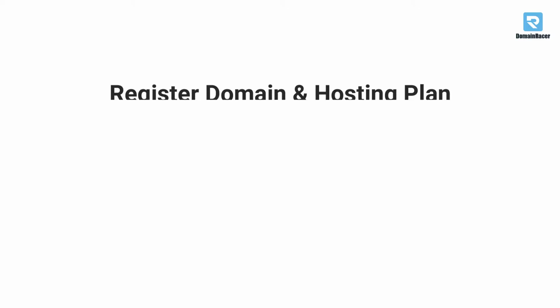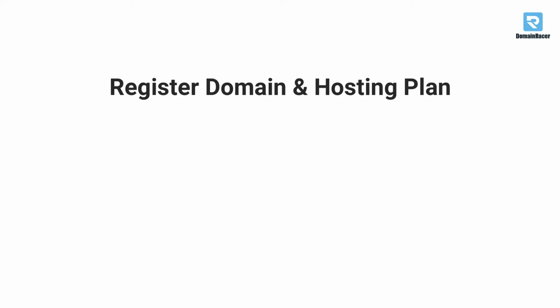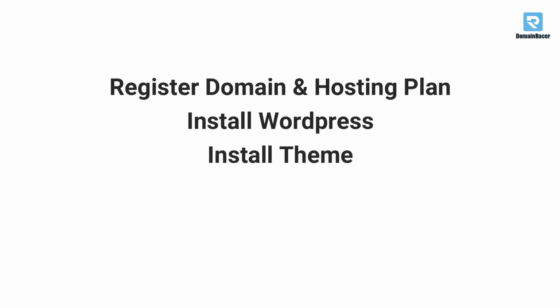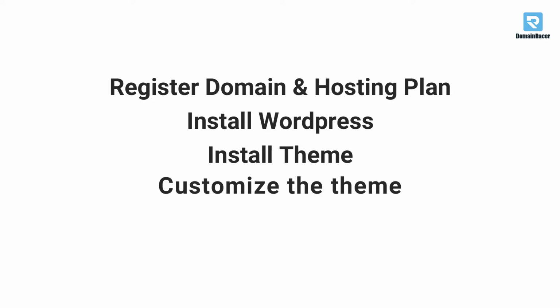We are going to create this website in 5 simple steps. In step 1, we will register our domain and hosting plan. In step 2, we will install WordPress on our website. In step 3, we will install a theme. And in step 4, we will customize the website and finally publish the website on the internet. So let us begin with step number 1.